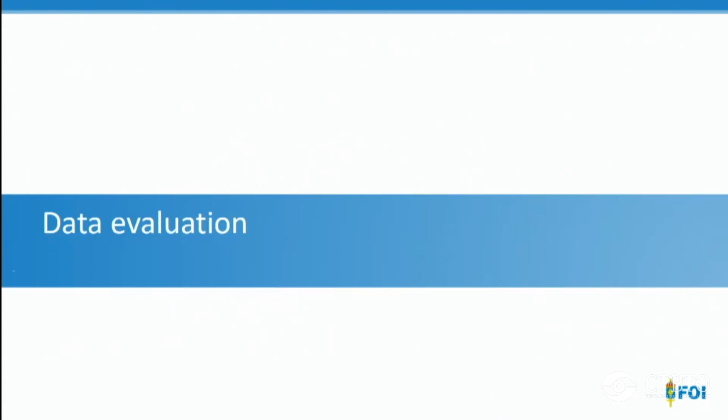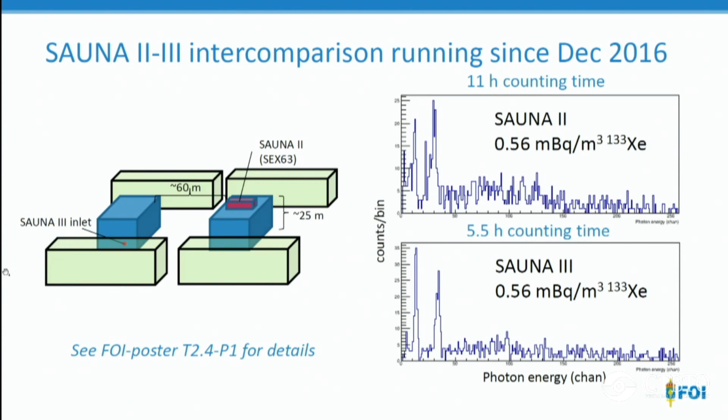So now let me just finish by presenting some data that we have collected. We're running one IMS system on the roof at FOI. This is SAUNA 2, SCX63. Then we have the SAUNA 3 system running at another building, having an air inlet closer to the ground, like I show in the picture here.